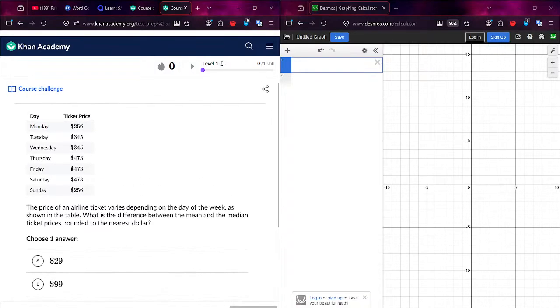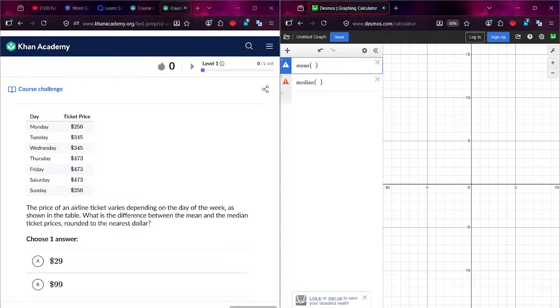The price of an airline ticket varies depending on the day of the week as shown in the table. What's the difference between the mean and the median ticket price, rounded to the nearest dollar? So for this one, we're just going to go with our handy mean and median.